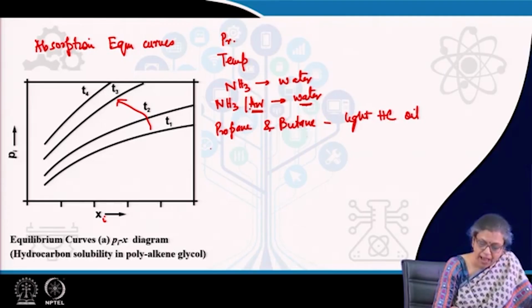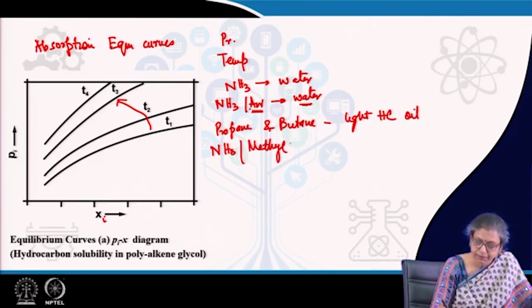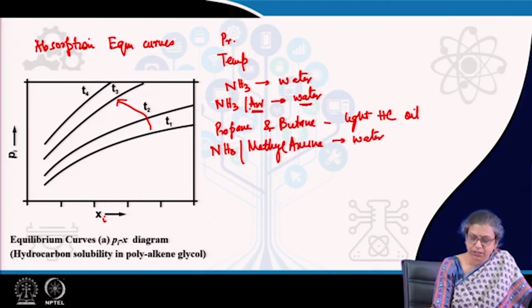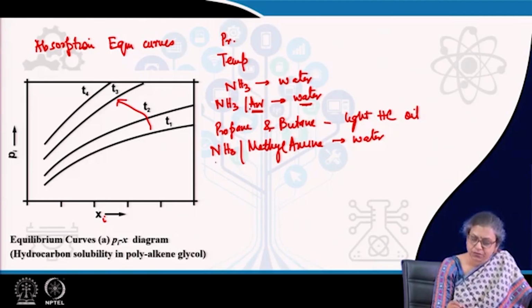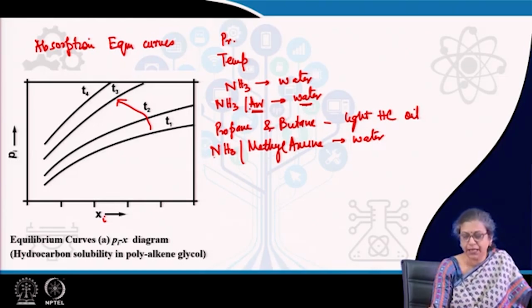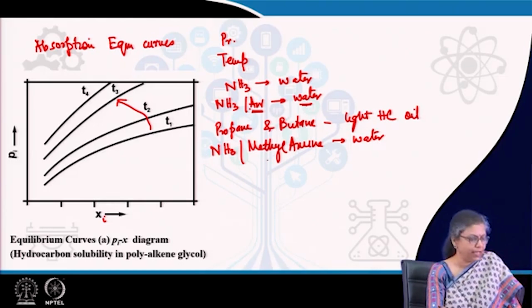But suppose we have a mixture of ammonia and, say, methylamine, and I am absorbing it in water. In this particular case, the equilibrium curve generated for ammonia or ammonia air is not going to be applicable for absorption of ammonia in water in presence of methylamine.